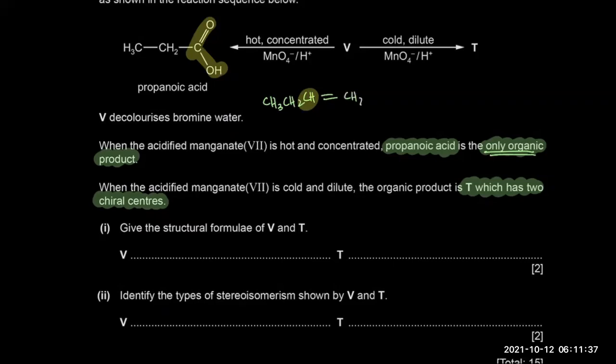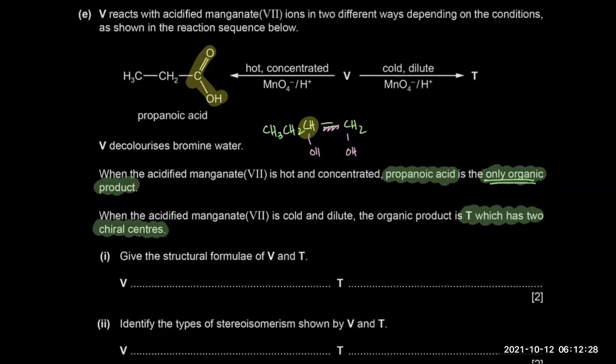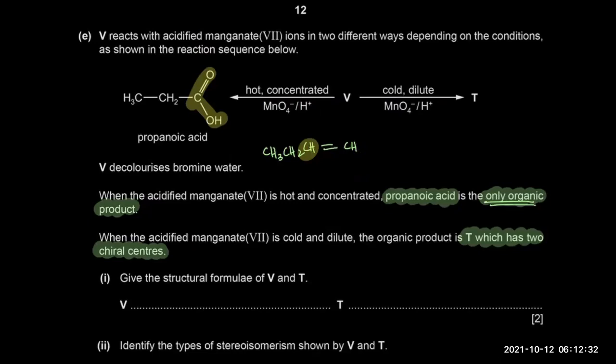Now, you might say, if it was a CH2, even then propanoic acid would be the only organic product. Agreed? But why can't it be CH2? Anyone? If it was CH2, only one organic product would still form, but it can't be CH2 if you look at the question. Because what have they said? That when you add cold dilute, two chiral centers form. If you add cold dilute here, how many chiral centers would form? Only one. Agreed. So it can't be a CH2 group. That means it has to be a symmetric alkene, with CH, CH2, CH3 on both sides. So this will form.